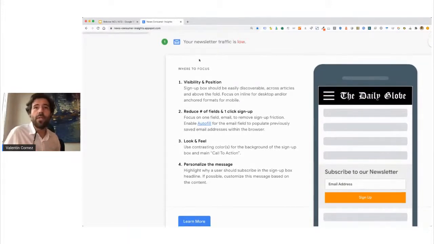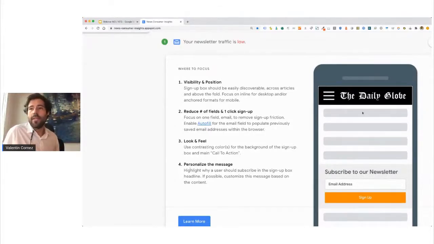For example, for newsletter, we believe that it's all about the visibility and position of your newsletter sign-up widgets. And it's also around reducing the friction, right? You don't want to have multiple fields to get your users to sign up to your newsletter. It's also about the look and feel. You don't want to have something hidden or something that doesn't have contrast. You want this newsletter sign-up to stand out compared to the rest of your content. And finally, personalize the message. Very important. There are still publishers who are just asking their users to subscribe to their newsletter. Here, it's about showcasing the value, why they should subscribe to your newsletter.